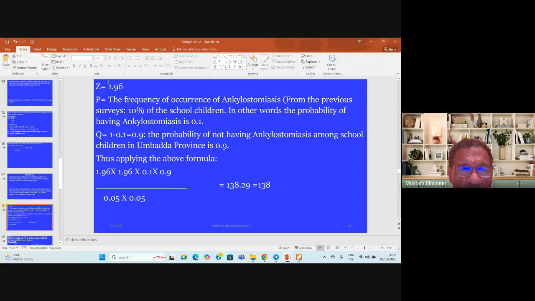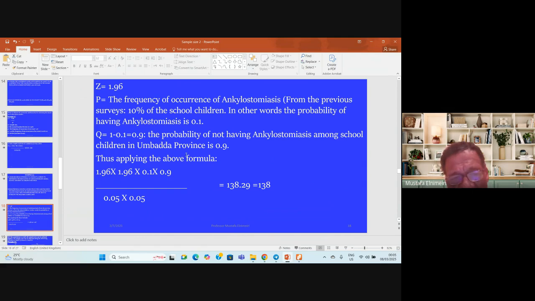That here is 1.96, and P, the frequency of occurrence of ankylostomiasis from previous surveys, which is 10% of school kids. In other words, the probability of having ankylostomiasis is 0.1. And Q is 1 minus 0.1, which is equal to 0.9. The probability of not having ankylostomiasis among the school children in the study area is 0.9.